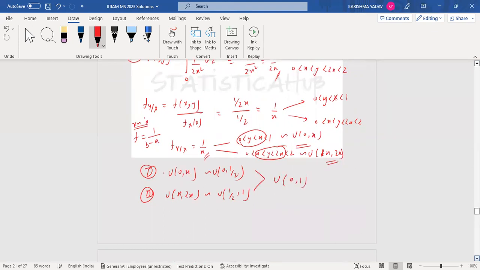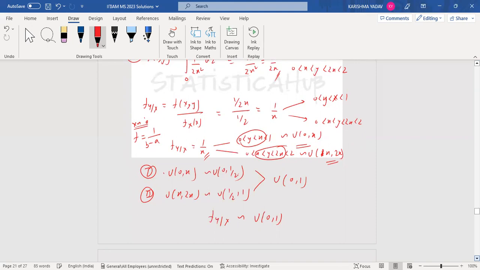That is, it is going from 0 comma 1 by 2, and this second one is going from 1 by 2 to 1. And we know that uniform is a continuous distribution, so the PDF does not depend on the point. Because of this continuity, we can combine these two regions, and they will combinedly follow a uniform 0 comma 1 distribution. So we got that f of y given x follows a uniform 0 comma 1 distribution.